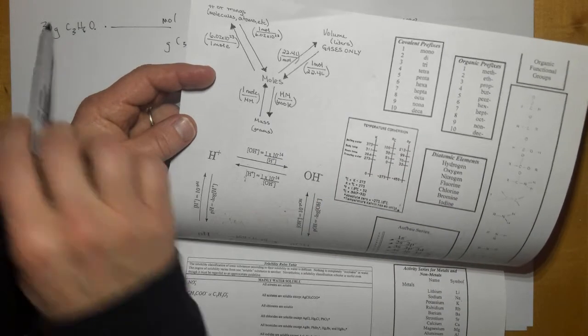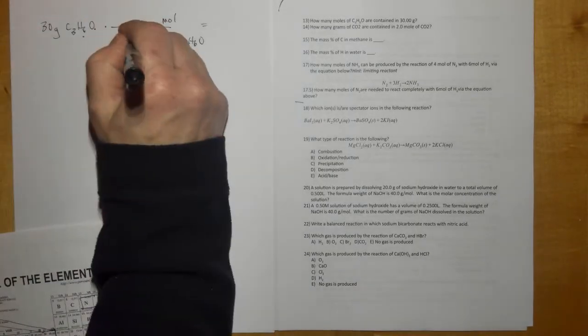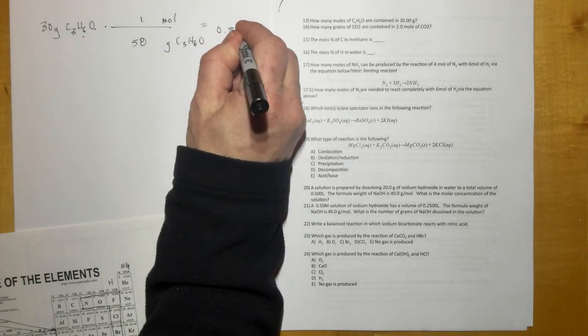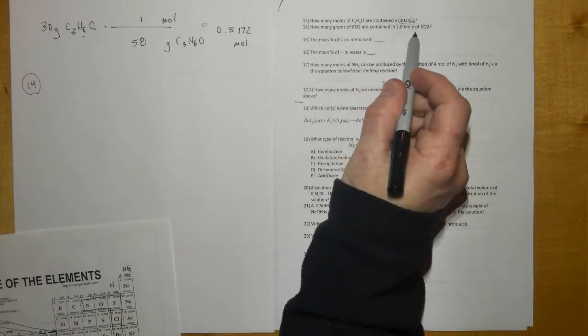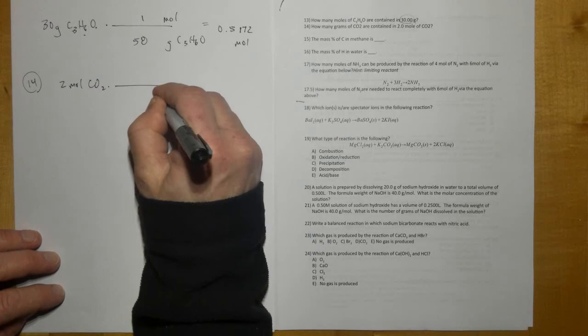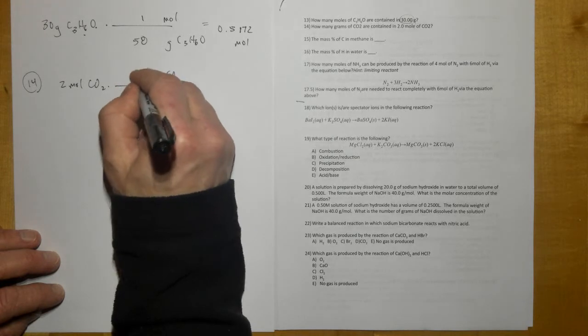Molar mass goes on the bottom, so you got to add up C3H6 and O on the periodic table, and you get 58. So divide those two, and you end up with 0.5172 moles to 4 significant figures, which you're given right here. Number 14. How many grams of CO2 are contained in 2 moles of CO2? So now we're going from moles to grams right here. So 2 moles CO2, multiply sign line, moles of CO2 right here, grams of CO2 right here.